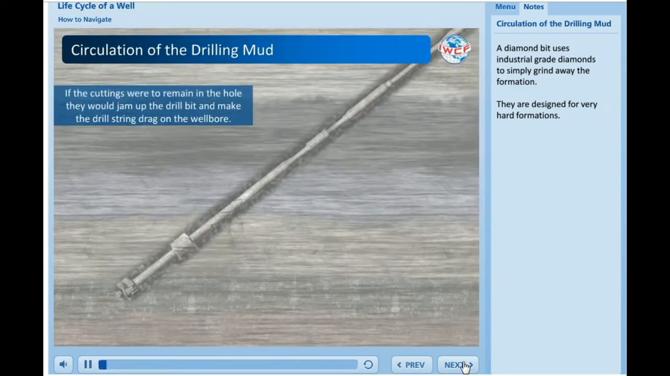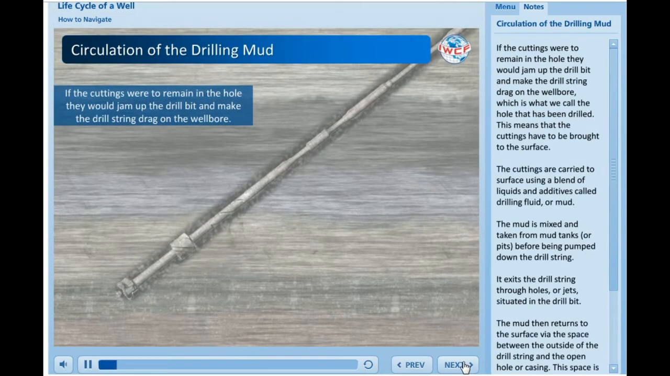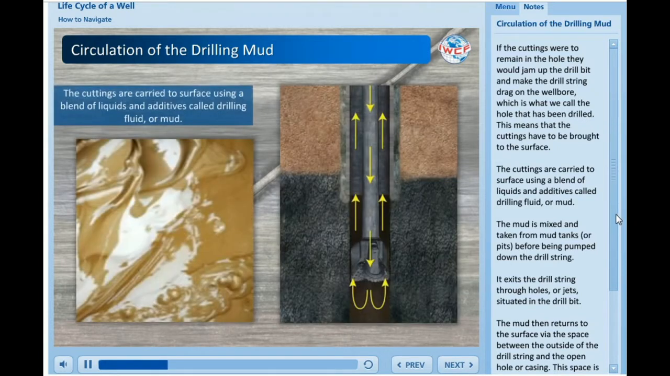If the cuttings were to remain in the hole, they would jam up the drill bit and make the drill string drag on the wellbore, which is what we call the hole that has been drilled. This means that the cuttings have to be brought to the surface. The cuttings are carried to the surface using a blend of liquids and additives called drilling fluid or mud.